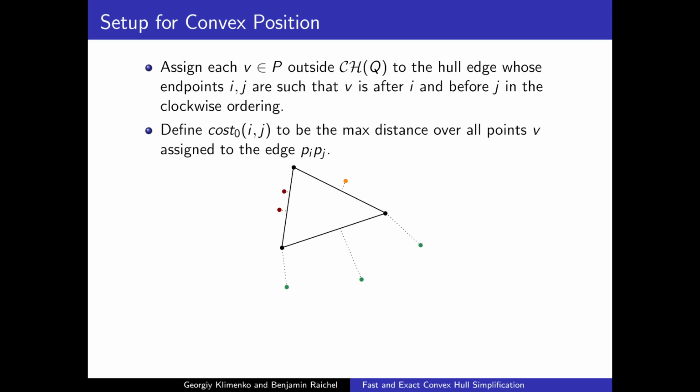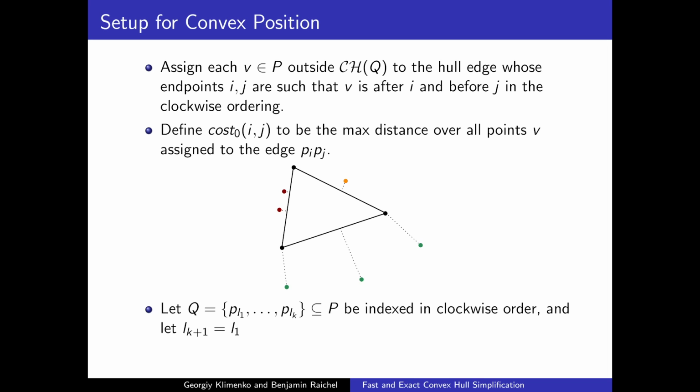So we define the cost zero function, which is defined in terms of point indices, and recall that the points are indexed according to the clockwise order of points. And here, cost zero of i j is the maximum distance between the edge i j and any point after i and before point j in the clockwise order. And this basically means that the cost of any hull would be written as the maximum of individual edge costs.